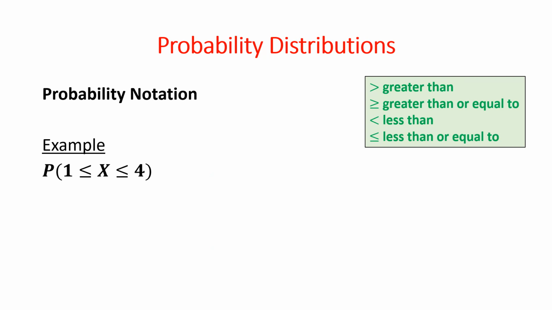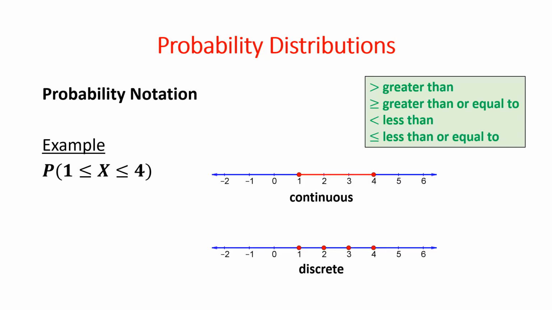And when I do include my equal, less than or equal or greater than or equal signs, I can, for continuous, close up my circles and have any number from 1 to 4 inclusive. And for discrete data, any whole number between 1 and 4 includes 1, 2, 3, and 4.